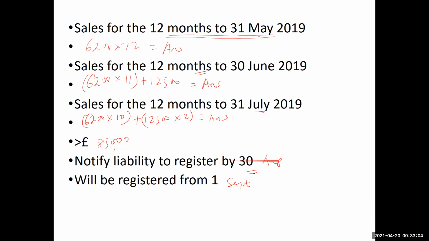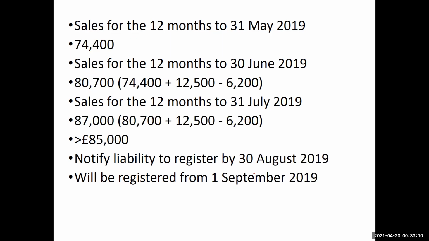Historical. Let's plug in the figures. I've just done the calculation, but let's look at the figures. For the first 12 months, if we use 6,200 times 12, we're getting this. It's less than the threshold. The next 12 months, if you try the other approach as well, you will still get 8,700, which is below. And then the next 12 months up to 31st July, we're getting 87.